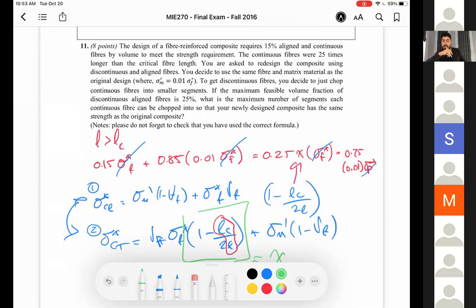Okay, I thought we were saying something about how it was due to the 25 times longer than the critical fiber length in the second sentence. The continuous fibers were 25 times longer than the critical fiber length in the continuous and aligned fiber. But upon chopping them up into a discontinuous... We don't know. Oh, okay. Yes. So I said yes to you originally, but I changed my answer. I'm sorry.